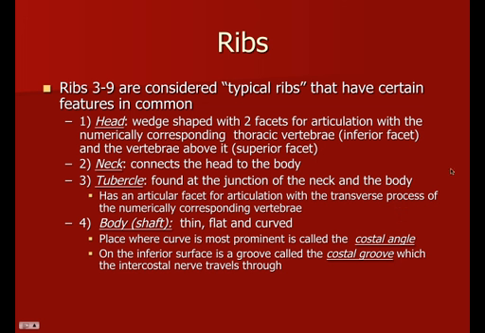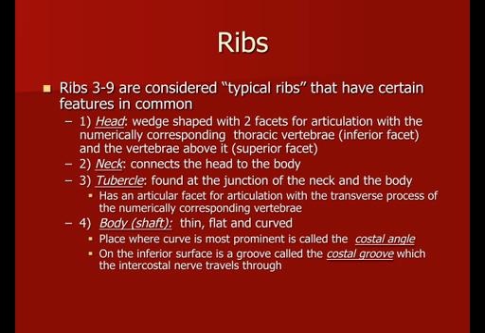Okay, ribs 3 through 9 are considered typical ribs, and they have certain features in common. They have a head, which is a wedge shape with 2 facets for articulation with the numerically corresponding thoracic vertebrae, and also for the vertebrae above it. So it has an inferior facet to articulate with the corresponding thoracic vertebrae, and a superior facet to articulate with the vertebrae above it. They have a neck, which connects the head to the body. Really, that's just a part of the rib. There's no clear separation of it.